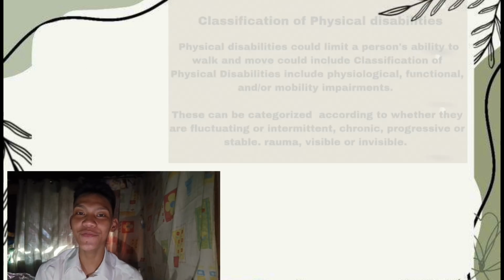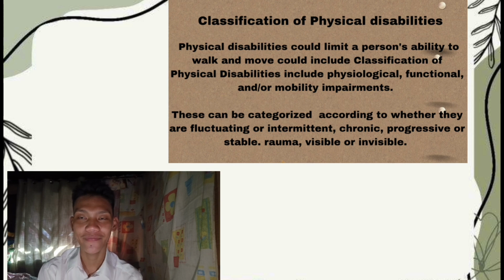People with SCI, or spinal cord injuries, may need ongoing care and support to manage their condition and maintain their independence. This may include assistive devices, adaptive equipment, and of course access to specialized healthcare services. So moving forward to the classification of physical disabilities. As we all understand, physical disabilities could of course limit a person's ability to walk and move.